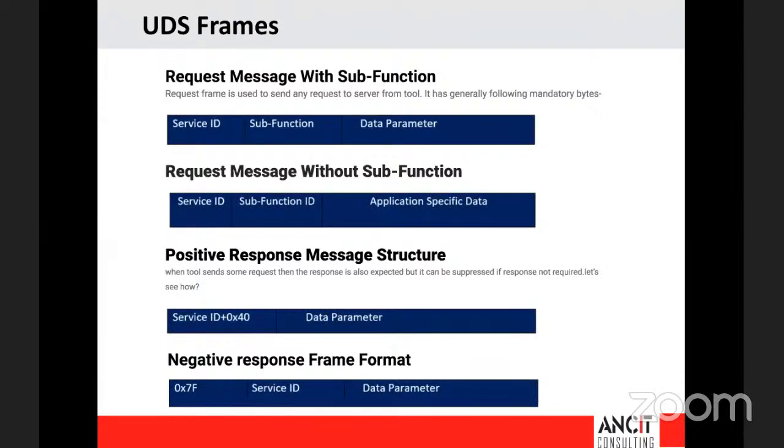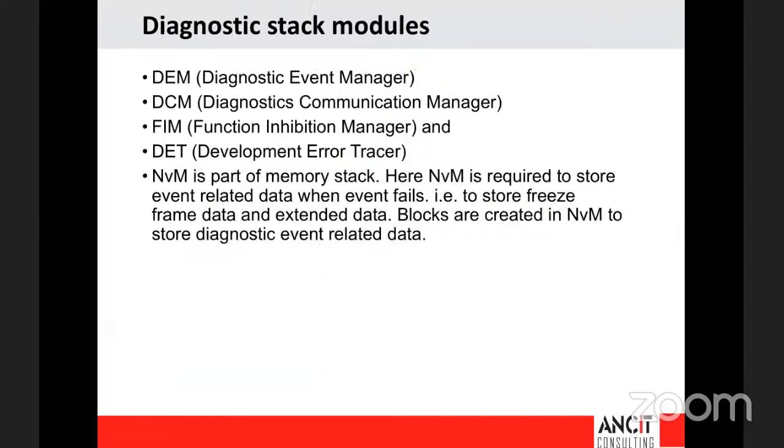Some quick introduction: UDS has 3 or 4 types of frames. One is a request message with a sub-function ID, and a request message without a sub-function ID, and you have positive response message structures. And we also have the negative response frame format. So these are the 4 basic types of UDS frames that are used to achieve our objective. I'm not going to talk more on this. There's a lot of literature available.